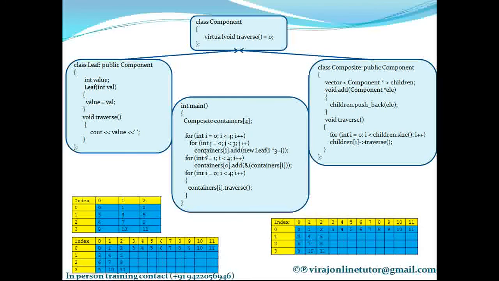What do I do here? Containers of i. What is i here? In the first iteration i is 0. So containers of 0 means this array. So containers of 0 dot add. I am calling the add function of containers of 0. And what is the value that I pass? I call a new leaf. I am creating a new leaf object. And what is the value that I pass? i is 0 in the first iteration. So 0 multiplied by 3 is 0, plus j. j is 0. So I am creating a leaf object with a value 0 passed to it. So the value will be 0.